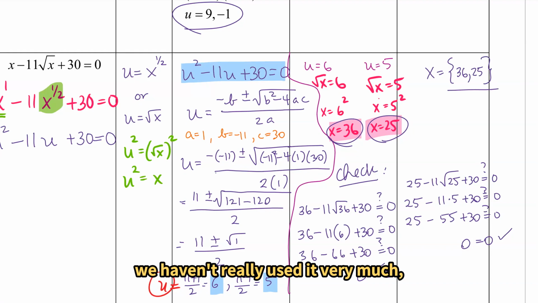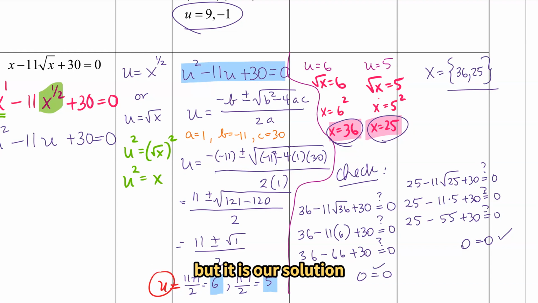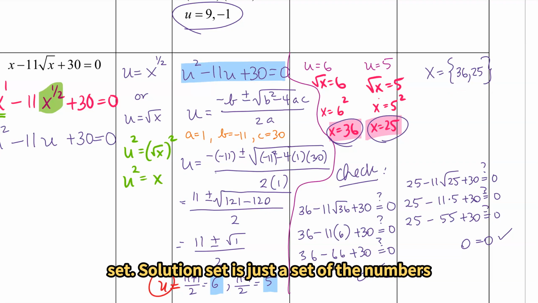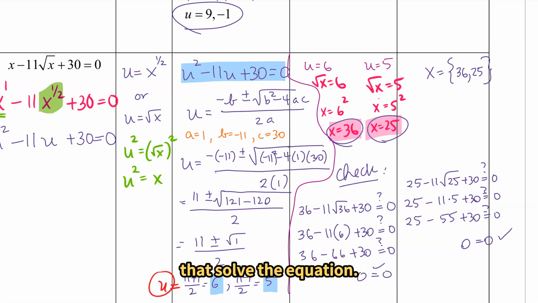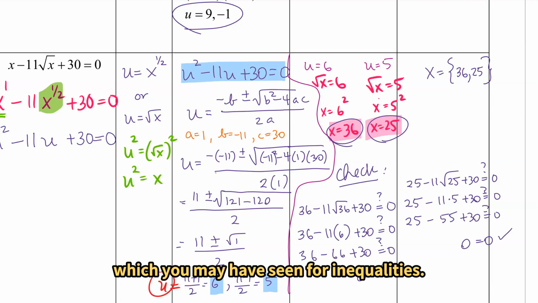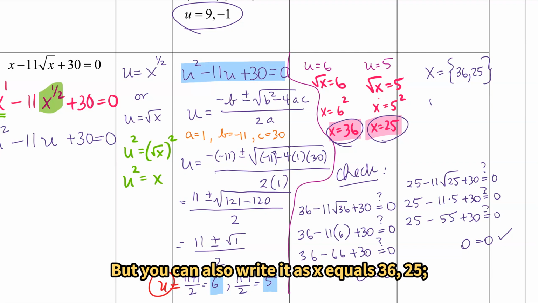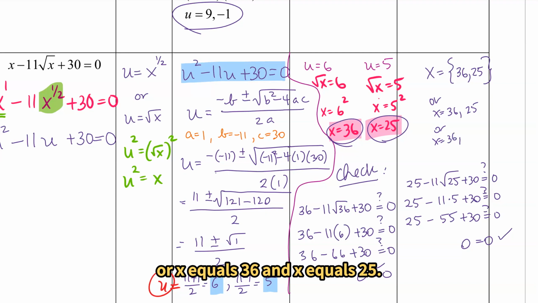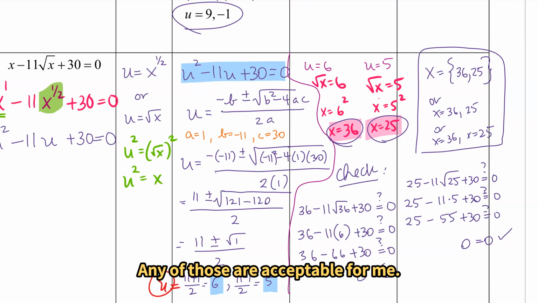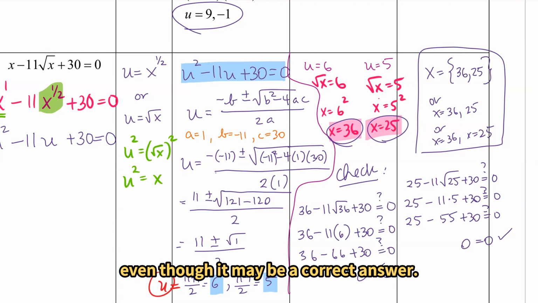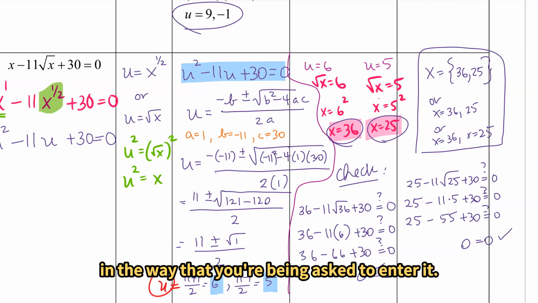This notation, we haven't really used it very much, but it is our solution set. Solution set is just a set of the numbers that solve the equation. It's a lot like set builder notation, which you may have seen for inequalities. But you can also write it as x equals 36, 25, or x equals 36 and x equals 25. Any of those are acceptable for me. Follow the instructions on the homework so that you don't get counted wrong, even though it may be a correct answer. You want to make sure you're entering your answer in the way that you're being asked to enter it.